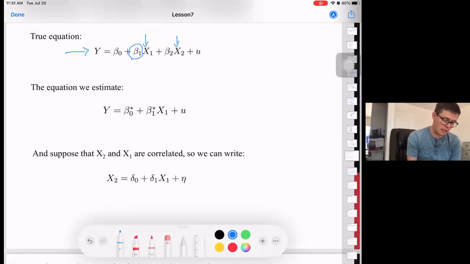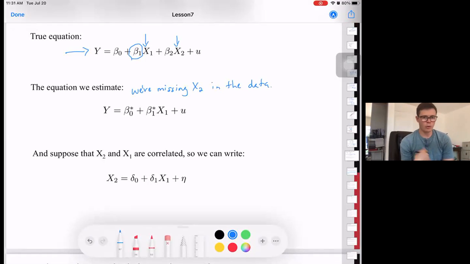But because of data limitations, we're missing x2 in the data. And that's true in all sorts of things. It's just hard to measure people's motivation. It's just hard to measure people's culture. It's just hard to measure people's IQ. If you have a big data set from the census, you have a lot of information about them, but you're missing stuff that might be important.